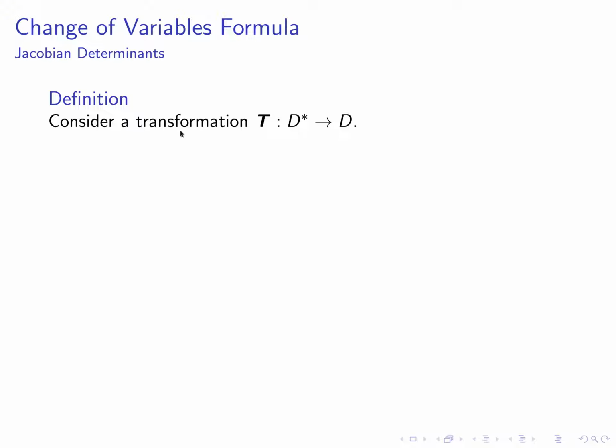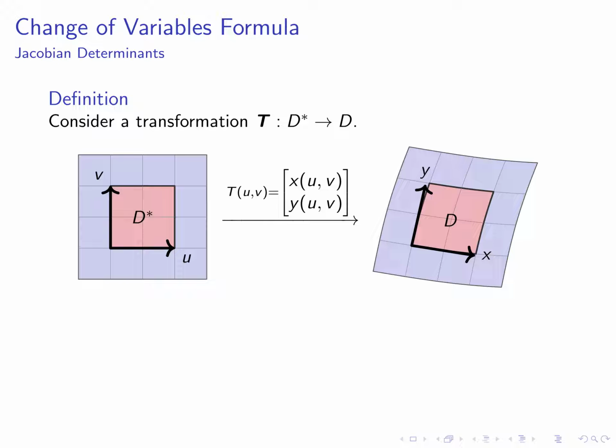Let's say we're studying a transformation capital T from one region D star to another region D. So this is the same visual we had from the previous slide. We define what's called the Jacobian determinant of this change of variables, notationally as follows. So we're using fractional notation here, where in the numerator we're using the partial derivative symbol, and then we're inputting x and y, because we're envisioning that T spits out the variables x and y.